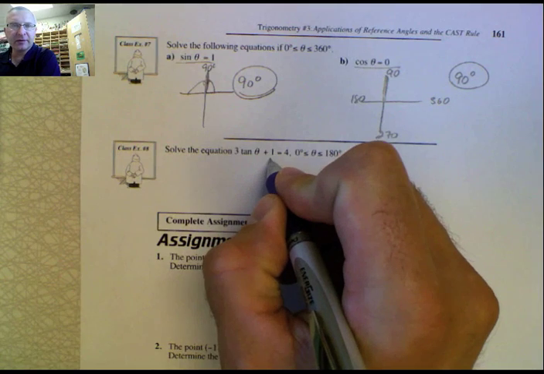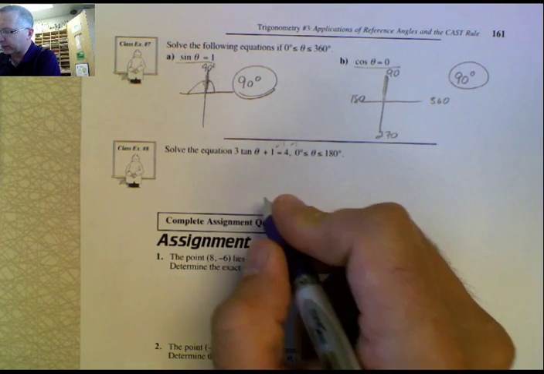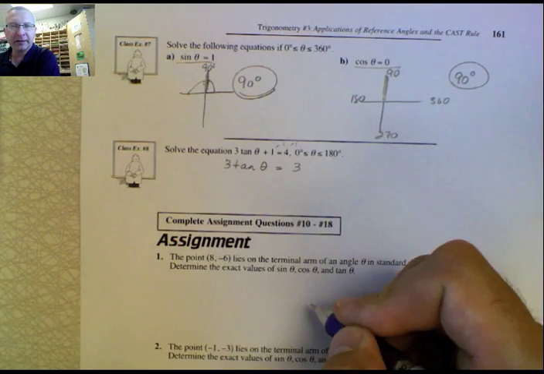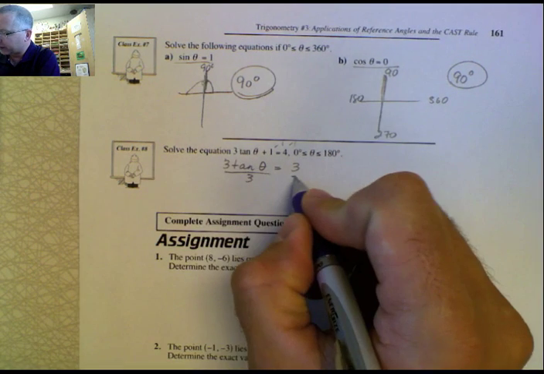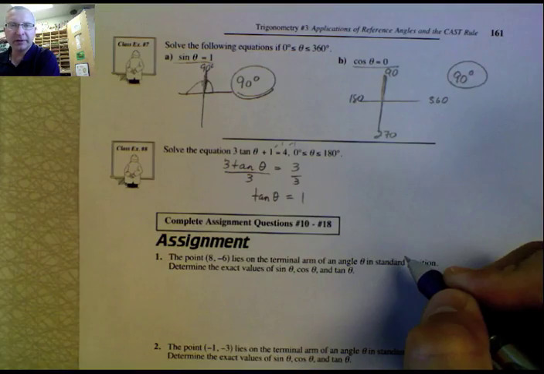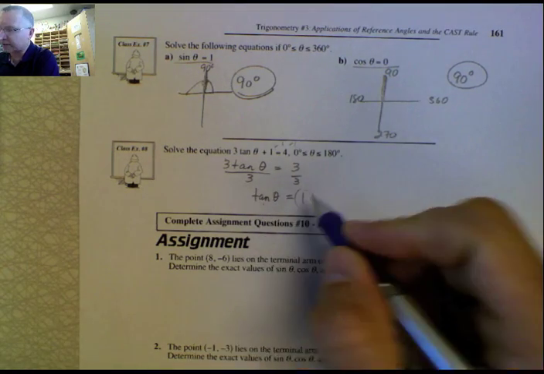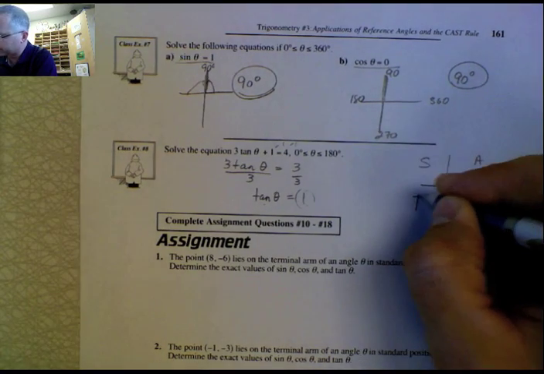We have 3 tan theta plus 1 equals 4. So the first thing we're going to do is subtract 1 from each side, and we get 3 tan theta equals 3. Now this means 3 times tan theta. So we're going to divide each side by 3, and we're going to get tan theta equals 1. So now we need to look at where tangent is positive, because this is positive 1.